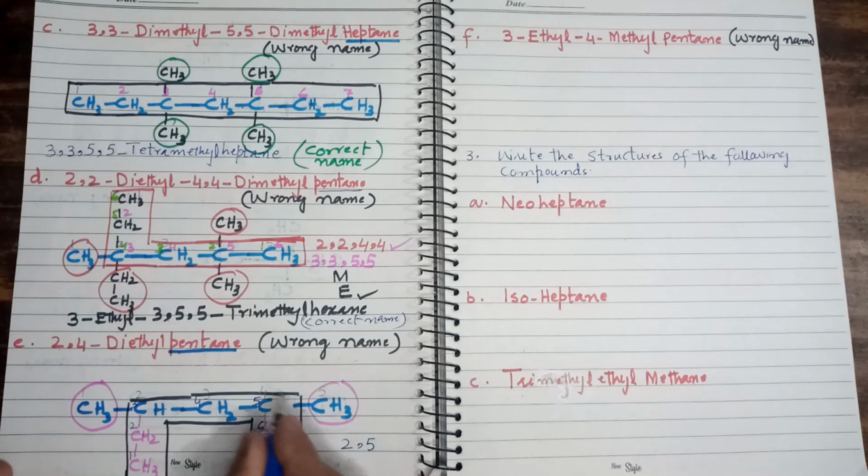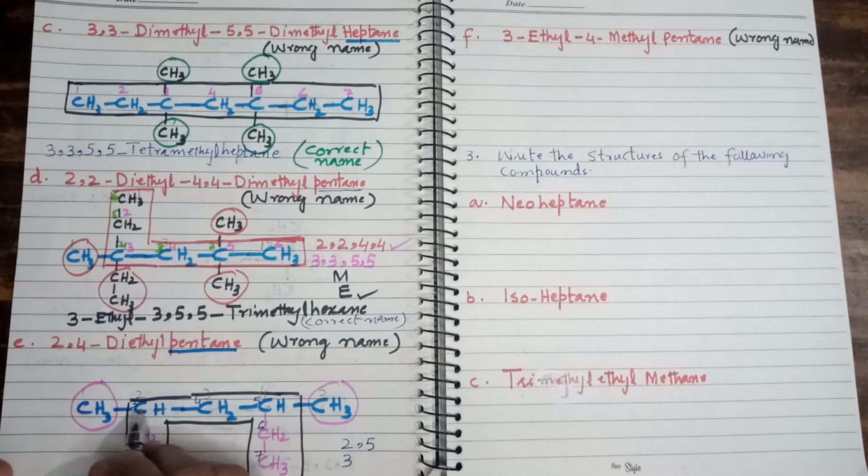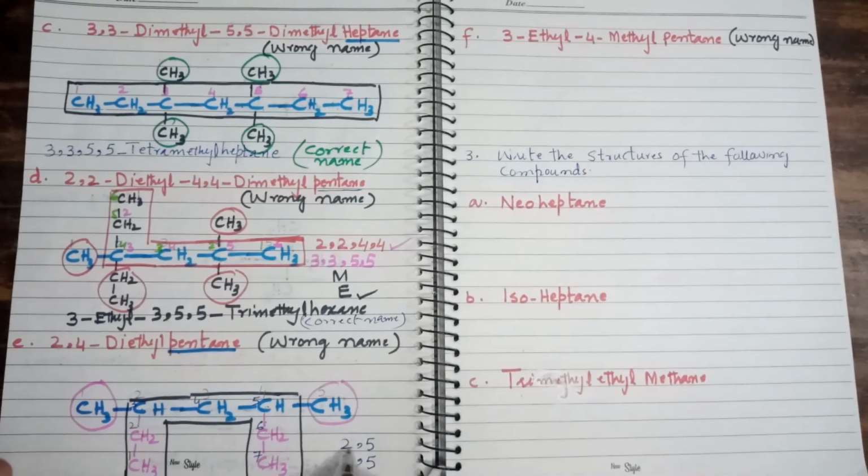If we do the numbering the other way, 1, 2, 3. At the third carbon, we have one alkyl radical. 1, 2, 3, 4, 5. With the fifth carbon, we have another alkyl radical. Right, students? So compare these numbers. Which numbers are lower? Yes, of course, 2 and 5, they are the lower numbers. So this is the correct way of numbering, right?